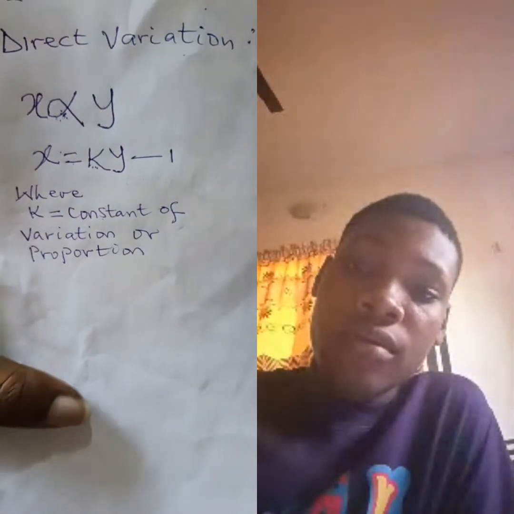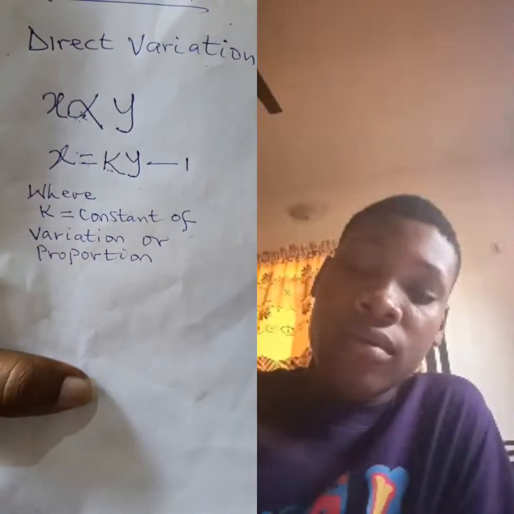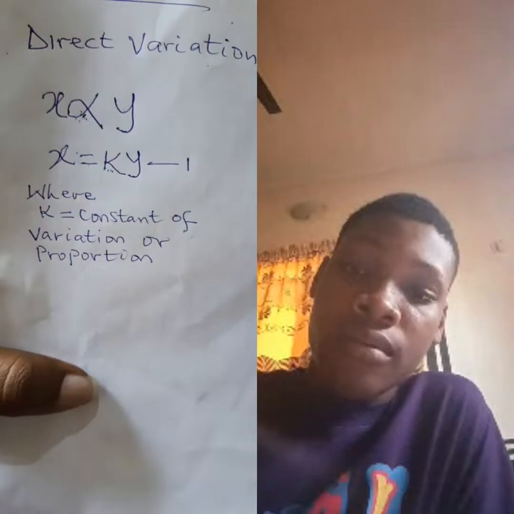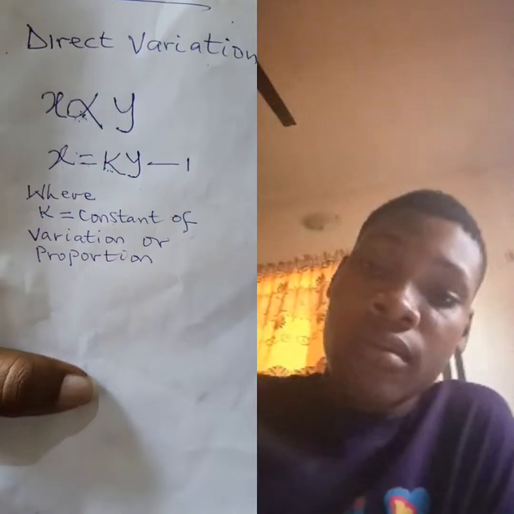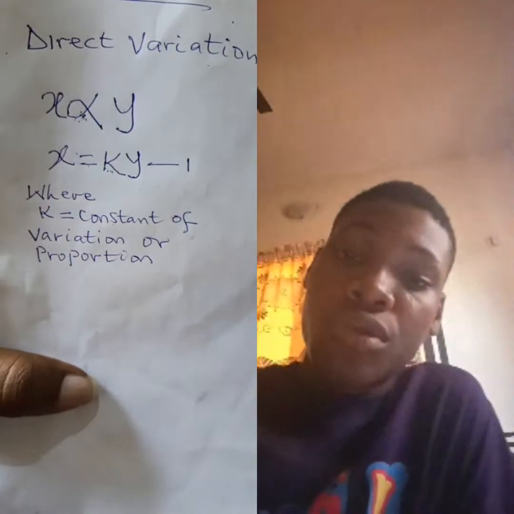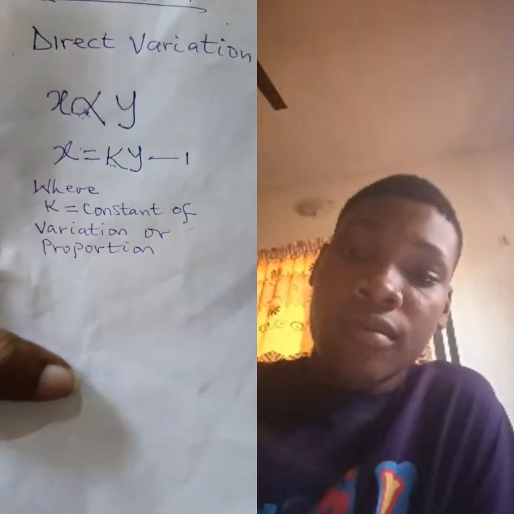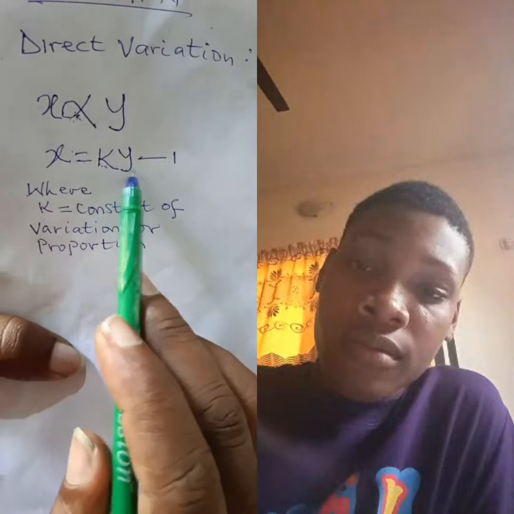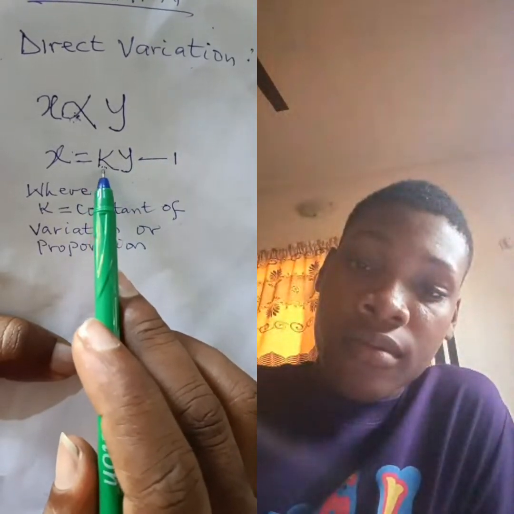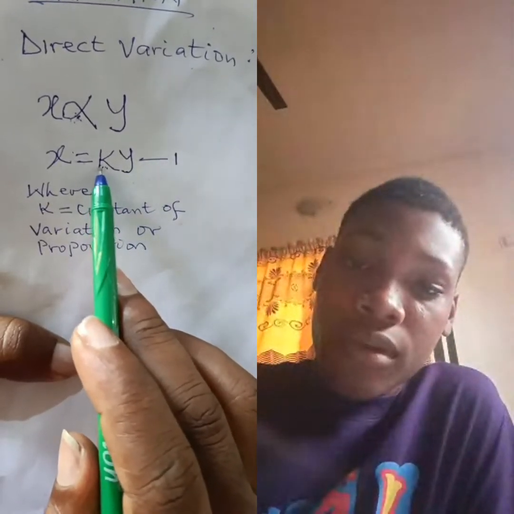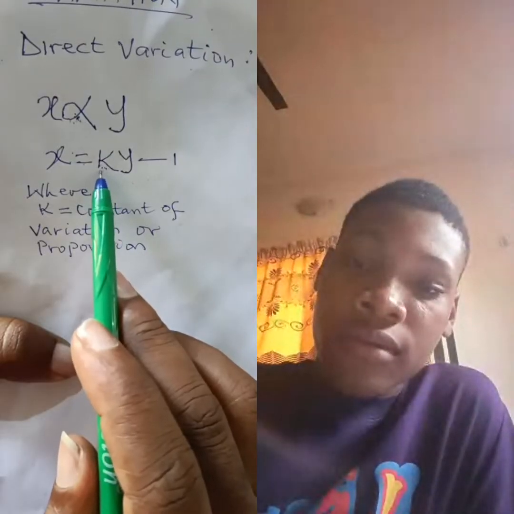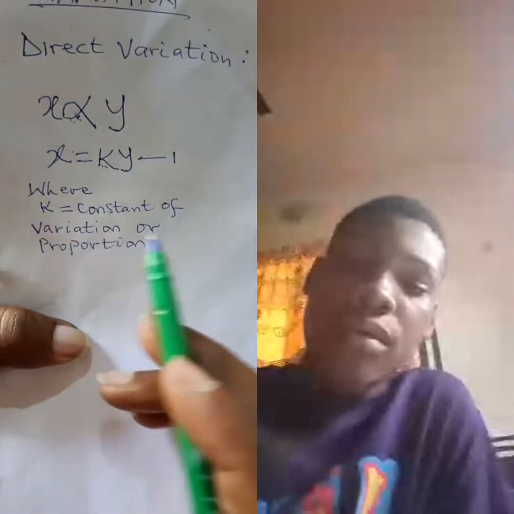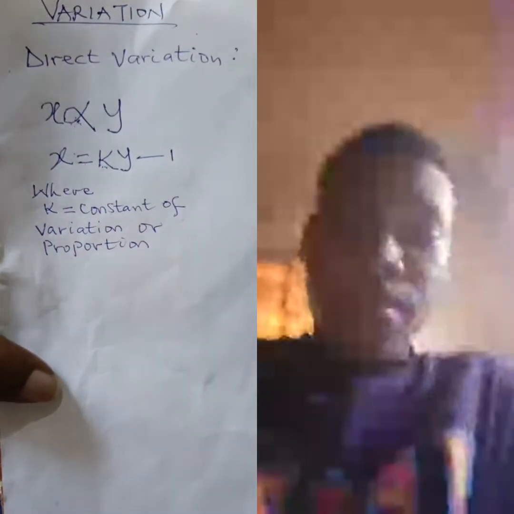Good. And you know, the word constant means something that does not change. True or false? True. Good. So for any question, once you know the value of this constant, your problem is as good as solved. This constant is the first thing you obtain whenever you are dealing with variation. But now there's something I want to show you quickly.